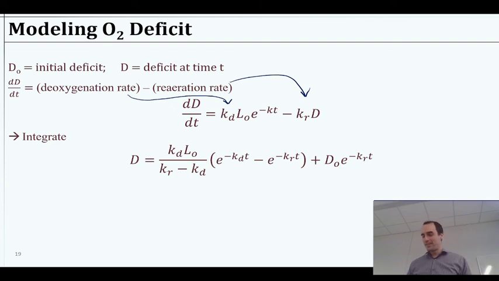Fortunately, the book has a nice solution for us. So we'll be thankful for that this week, right? So the integration apparently is kd times L naught divided by kr minus kd. And as we'll see, almost everything is these two terms, right? Plus the ultimate BOD there as well. So these guys times e to the minus kd times t minus e to the minus kr times t, all that plus d naught times e to the minus kr t.